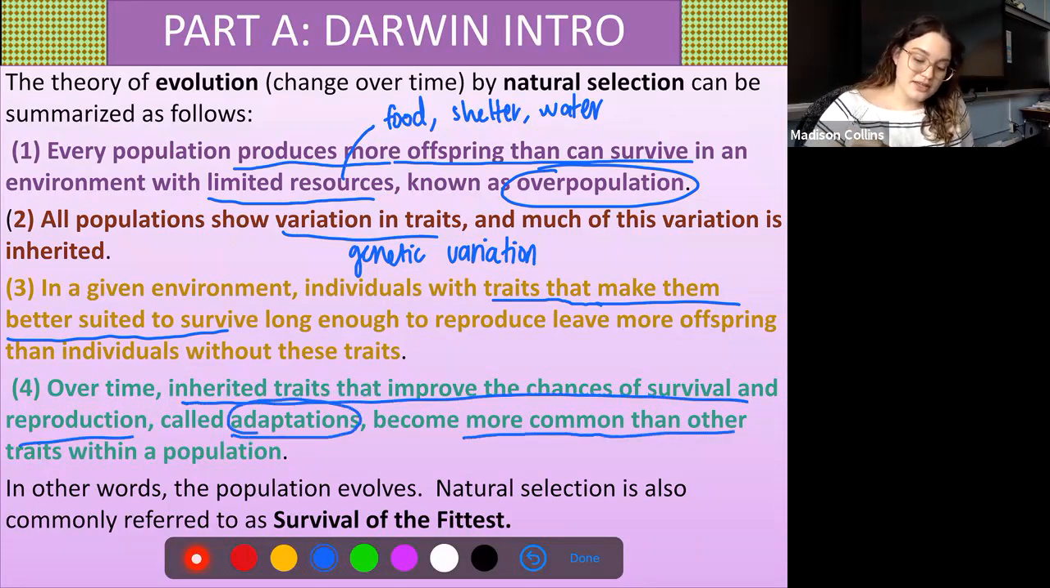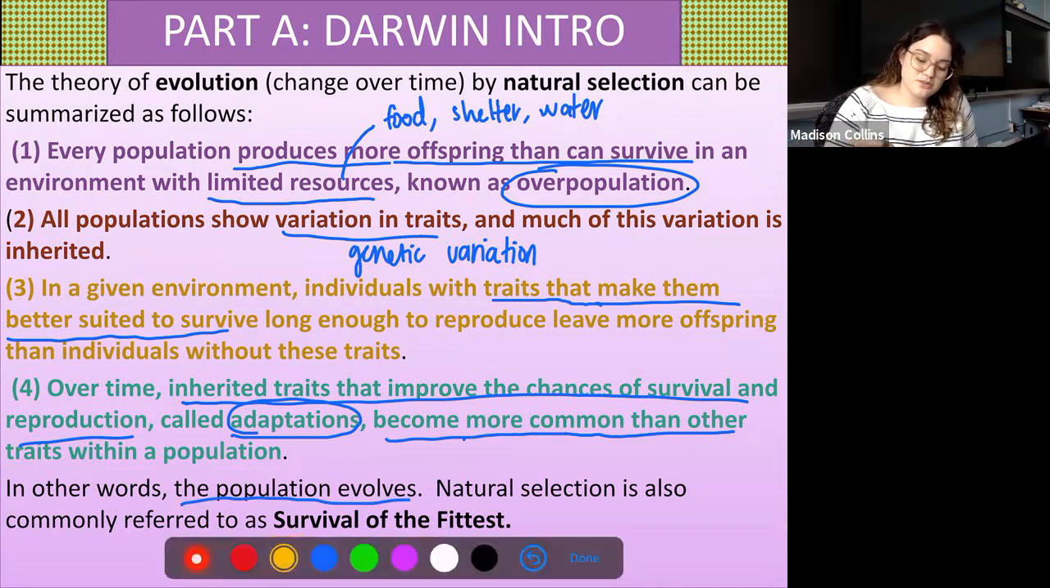So we saw that in the ending example, we still had some mice with the tan trait, right? Because that genetic variation is still there. But the black fur became much more prevalent in that species because those were an adaptation that suited those mice well. It helped them survive and reproduce and produce more offspring with those same traits. So in other words, the population evolves, right? It changes. Natural selection is also commonly referred to as survival of the fittest.